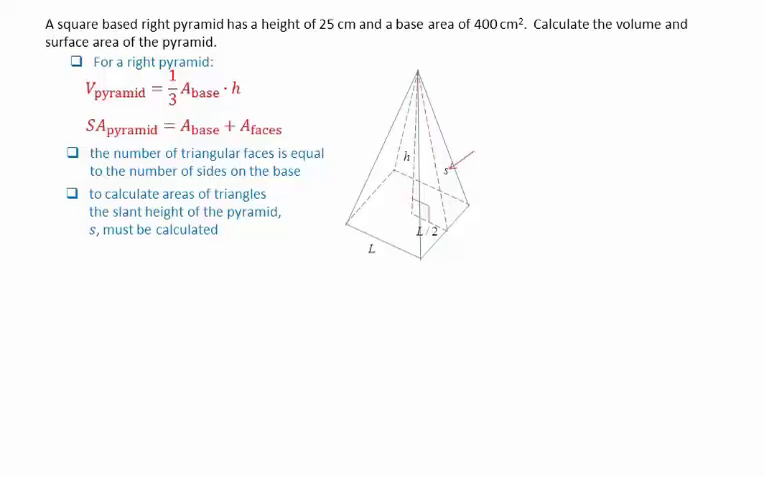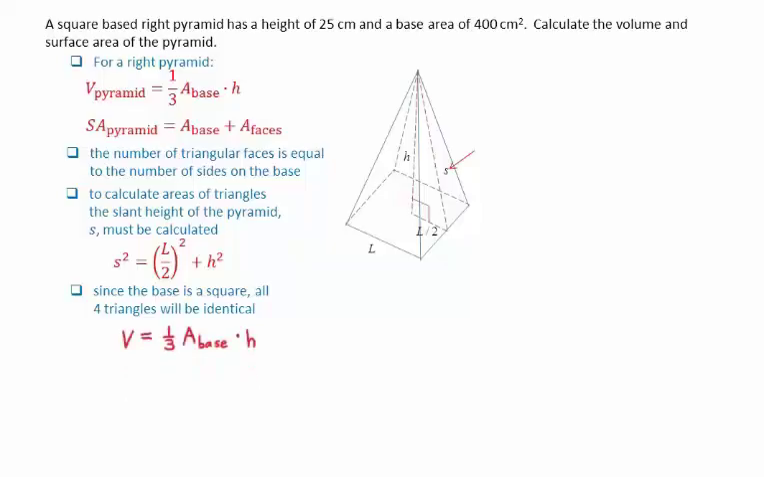Note that S is the hypotenuse of a right triangle where H and L/2, or half of the side length of the base, are the legs. We can then use the Pythagorean theorem to figure out what the slant height is. S squared equals L/2 squared plus H squared. Since the base is a square for our particular question, all 4 triangles will be identical.